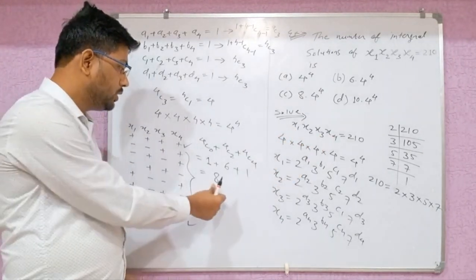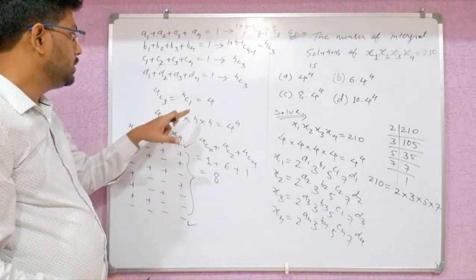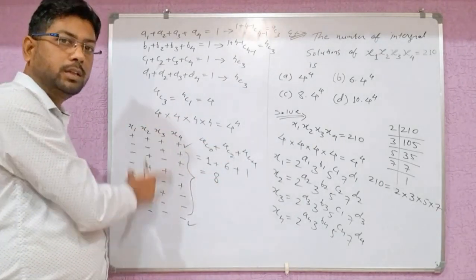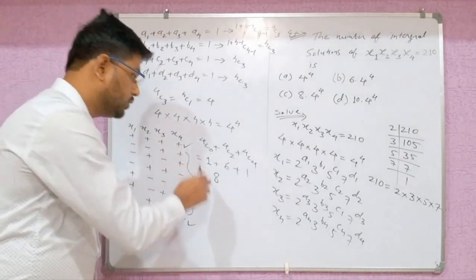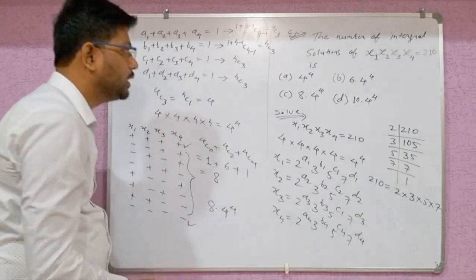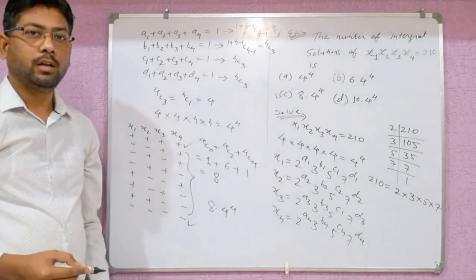So the total number of solutions will be 4 to the power 4 into 8. Why? Because these 8 combinations will be there. So the final answer is 8 into 4 to the power 4. That is option C. So this is the final answer.